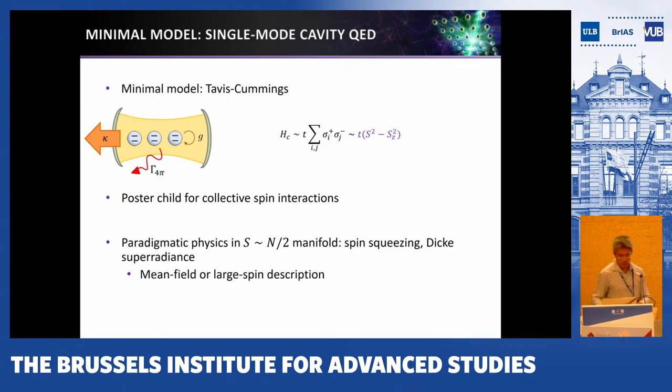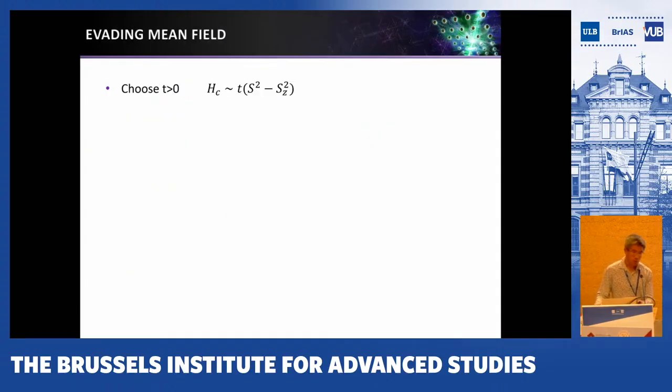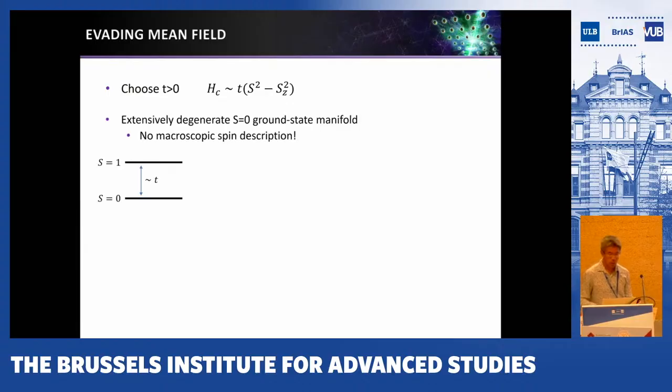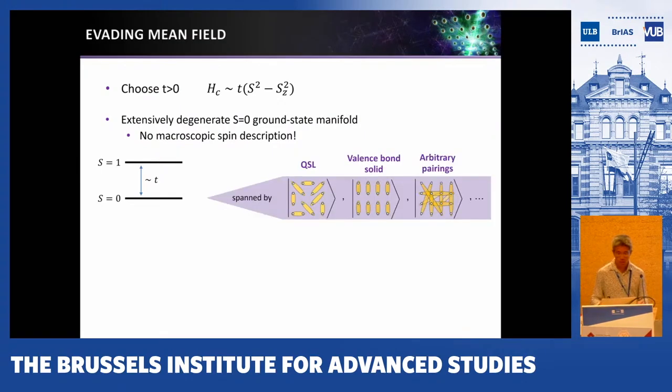Okay. So this model, indeed, if we start with, let's say, all spins pointing down, or all spins pointing up, it describes spin squeezing, Dicke superradiance. There is indeed some kind of large spin description for that. But what we can do instead is, in quantum optics, we're free to choose the sign of the interaction. So I can choose it to be positive. In that case, my ground state manifold is actually S equals 0. So it's a global singlet state with no angular momentum. And if I have no macroscopic spin, then I have no macroscopic spin description. Everything is quantum fluctuations. Okay?